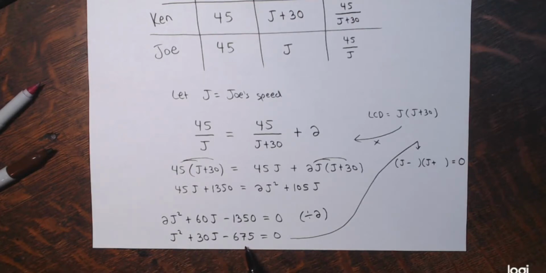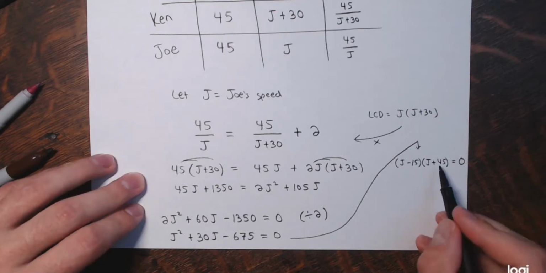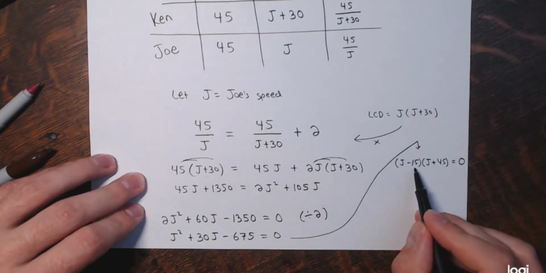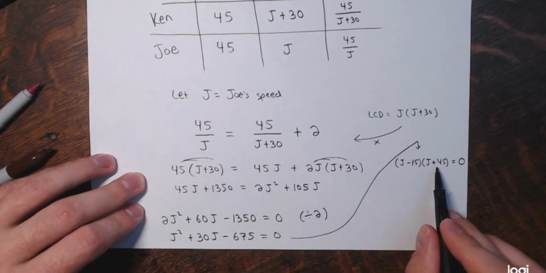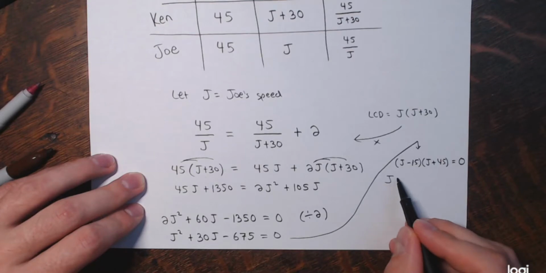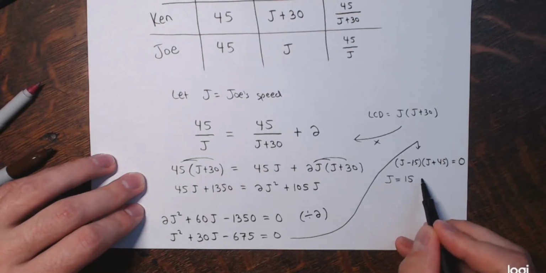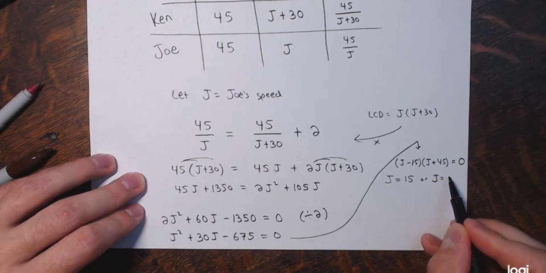Let's see, you know what? I'm just going to think about this and come back when I have them. Maybe you see it already, but I don't just yet, sorry. All right, so those factors are positive 45 and negative 15. So this factors to J minus 15 times J plus 45. So the possible solutions are J equals positive 15 or J equals negative 45.